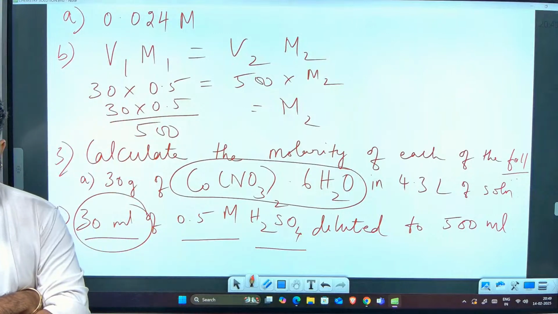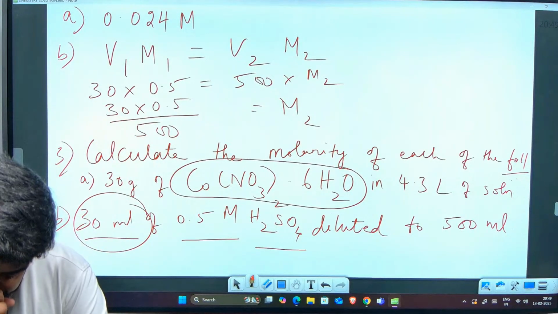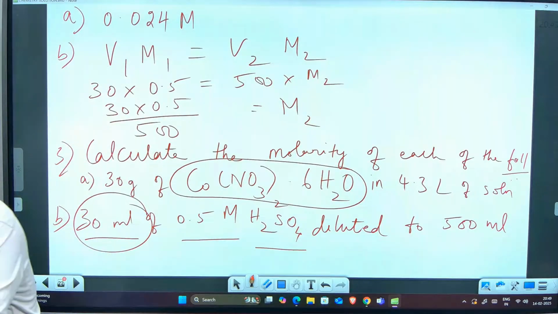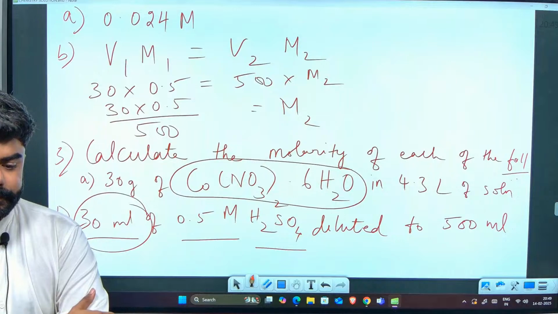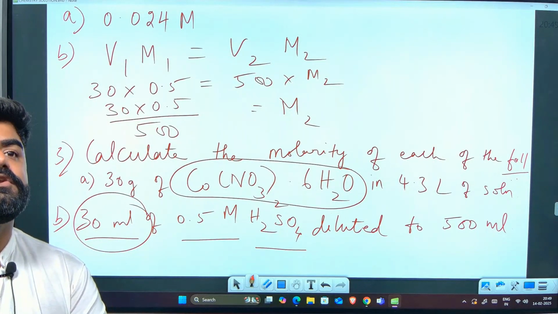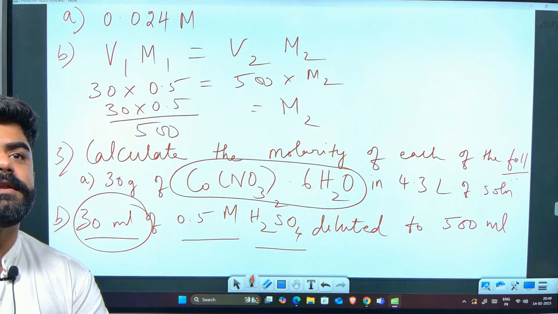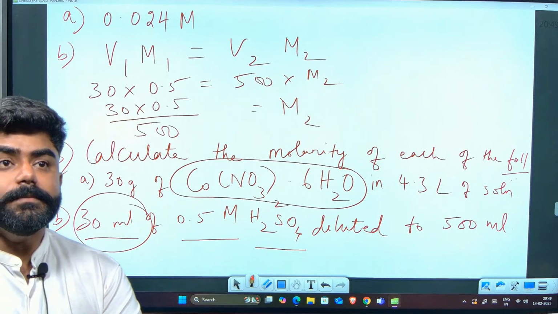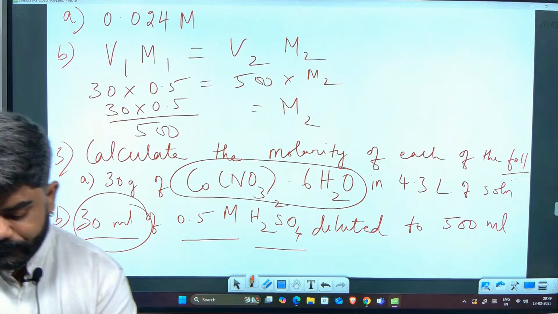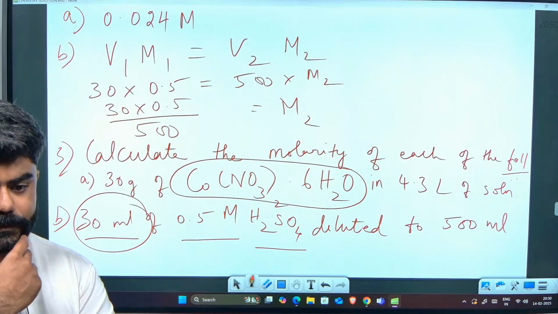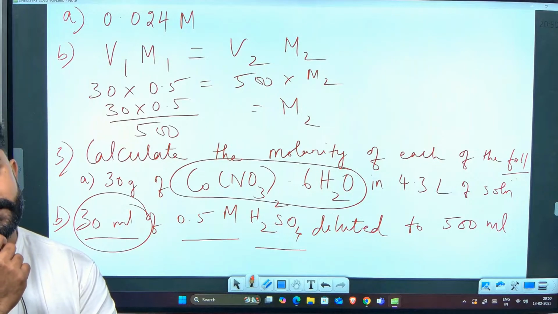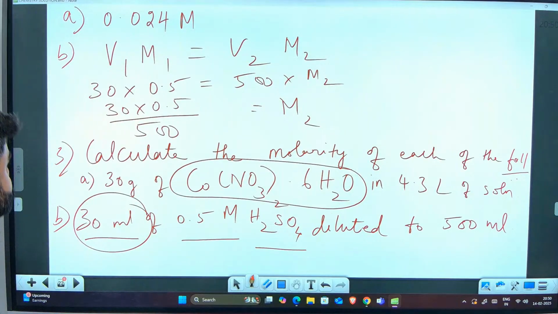So 0.03. Yeah, right. Children, you are getting it online. Those who are present online, you are able to understand. M2, so it will be mole per liter. Sir, this is the 0.03. Correct. 0.03 is the answer.